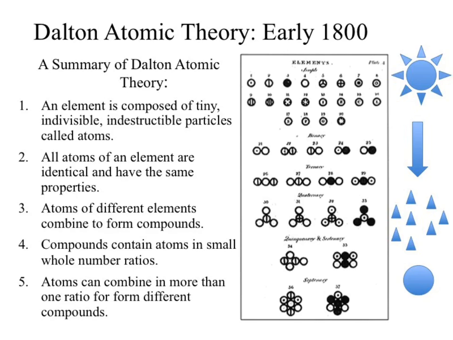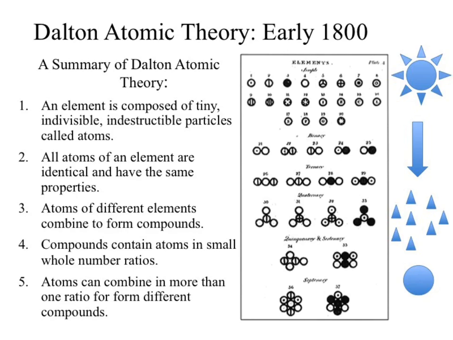4, compounds contain atoms in small whole number ratios. This is kind of the big one. If I take carbon and combine it with hydrogen, I will find for every 1 carbon I get 4 hydrogens. So to generate a new compound, we get that exact same whole number ratio. If I somehow generate a new compound where it takes 2 carbons and 6 hydrogens, I'm going to have different properties than the first. But I will notice that I only get whole number amounts of each of those particles, or each of those elements. I don't end up with half a carbon and 4/5 of a hydrogen.